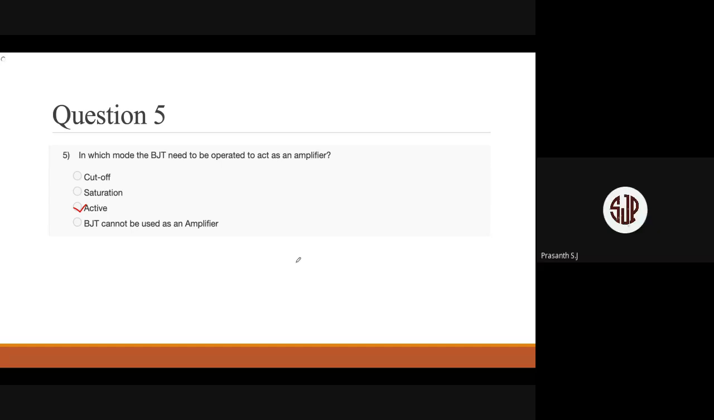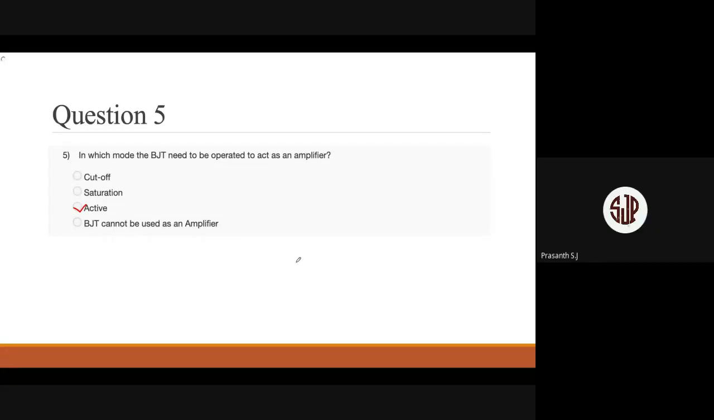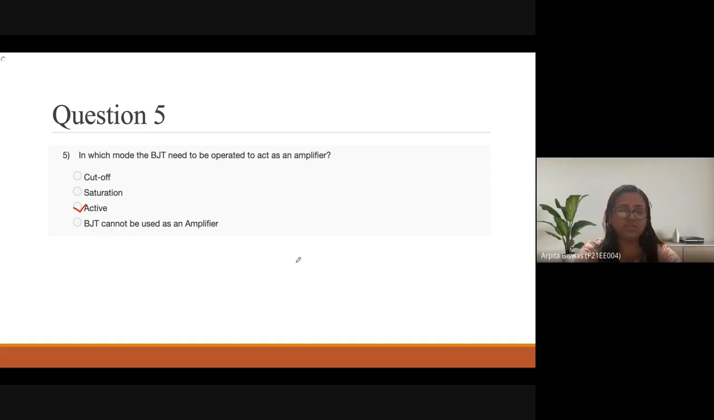Ma'am, in active mode, the base-emitter junction is forward biased, and the collector-base junction is reverse biased. But in saturation, both the junctions are forward biased. While the collector junction is reverse biased, it pulls more electrons towards the junction, and hence more current flows through the BJT, and hence it is used as an amplifier in the active region. Yes, so ideally it's a linear reproduction of the input signal. So that's why the BJT needs to be operated in the active mode as an amplifier.